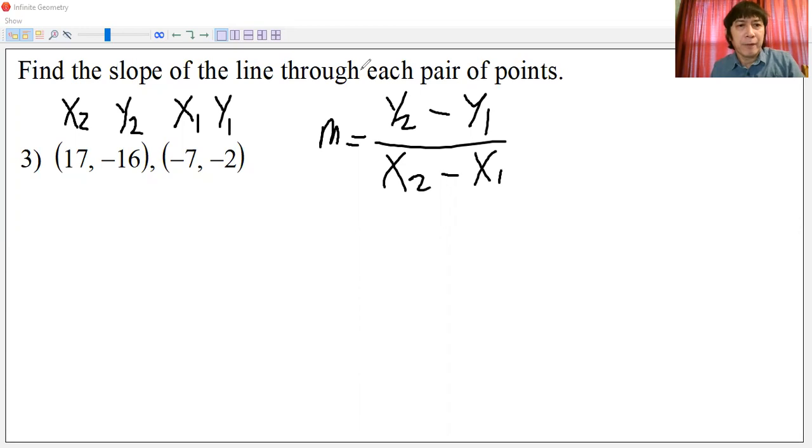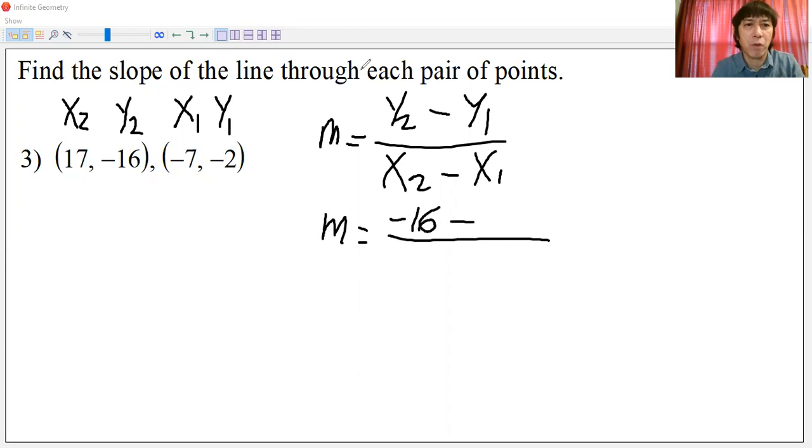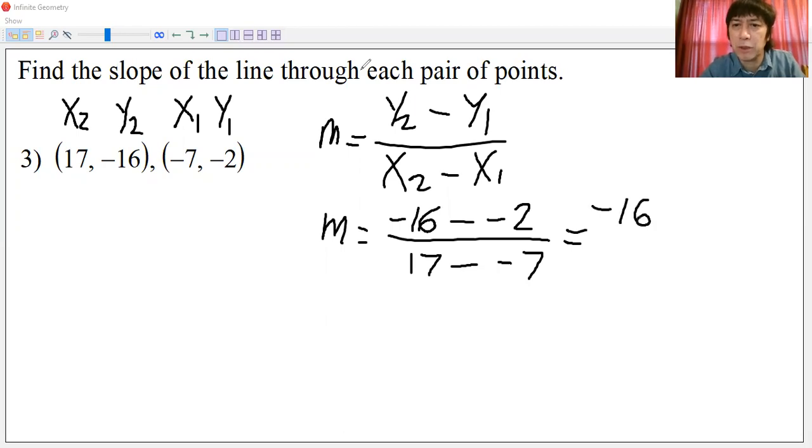Okay. All right, so direct substitution. M is equal to, the slope m is equal to y2, it's negative 16, minus, get your y1, it's a negative 2. There. And then x2 is 17, minus, get your x1, that's a negative 7. There. And then we simplify this. This will be negative 16, minus negative means plus.